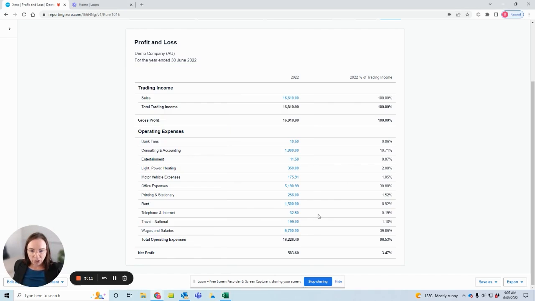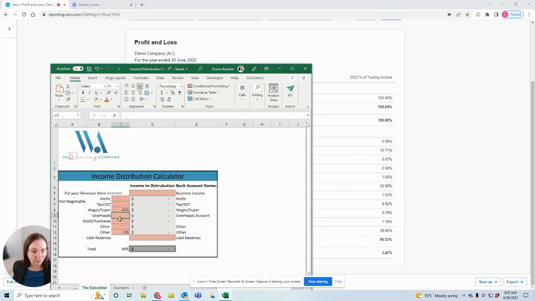So if I jump back into my calculator, what we can see here is that our total operating expenses, so these are our overheads, totals 96%. So what that means, if we take the wages out of the equation, our overheads for this business, keeping in mind that we rounded that one up to 40, is going to be 56%. So if we have our overheads account, we'll pop in there our 50%. And then you've got your tax, your GST account as well.